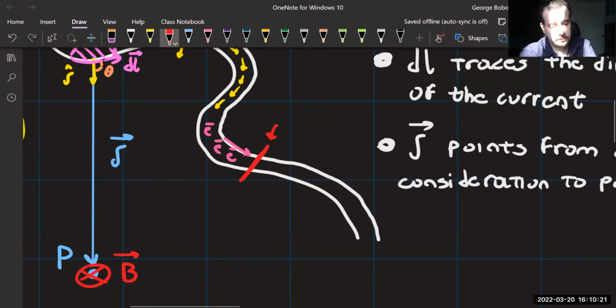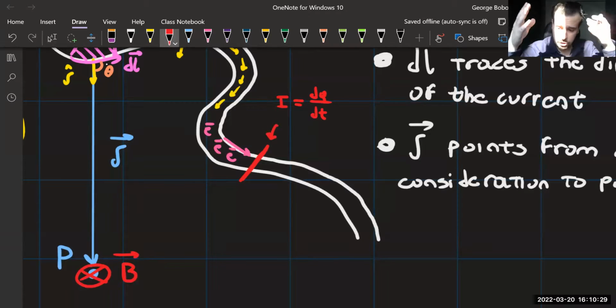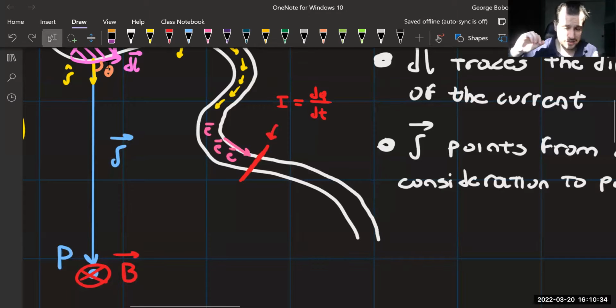In fact, the definition of current, you've probably seen it in your circuits course, is dq over dt. It literally is what I'm telling you, change of charge per unit time. How many electrons per unit time pass that cross section?